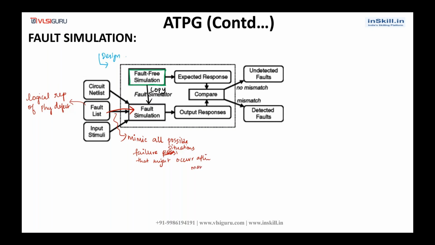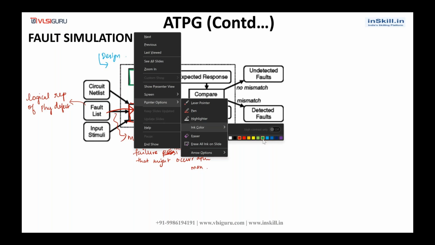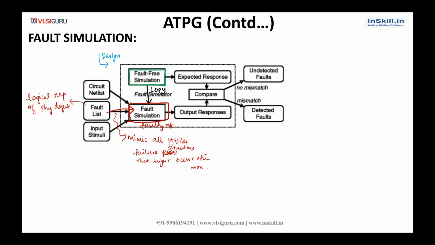Okay. So what are all the possible manufacturing defects that might occur in a design? Everything, the tool will induce into the copy of the design which it has created. By doing this, the tool is just trying to mimic all possible failure situations that might occur after manufacturing. The copy of the design which the tool has created, in which it has induced all possible faults, is called a faulty machine. And the original design which we have given is called the good machine.